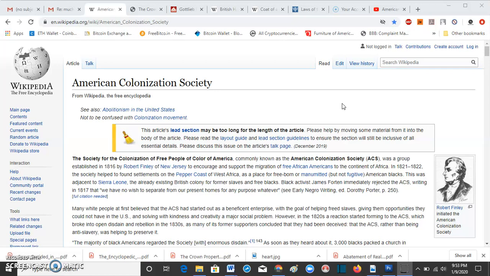We're going to talk about the American Colonization Society. What was this organization about? What was its purpose, its formation? And I'm going to share with you the Liberian Constitution as well. So let's get to it.